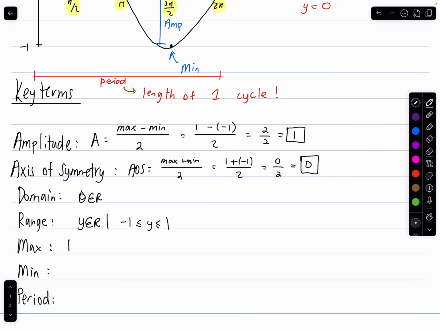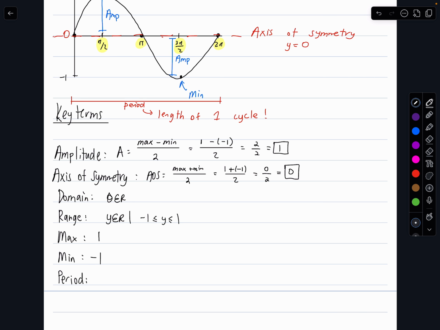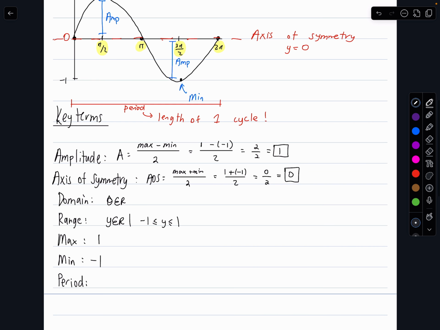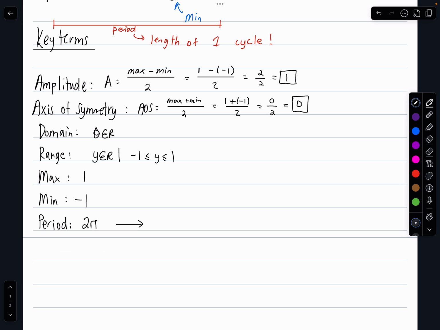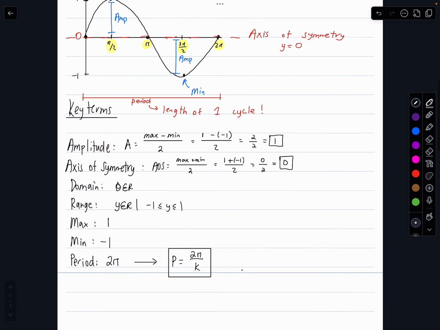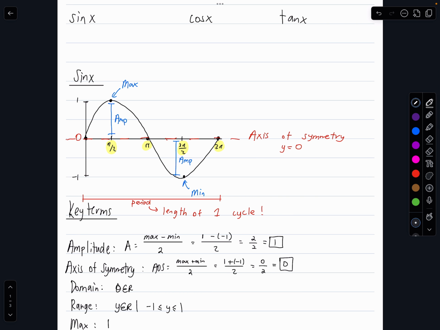The max we already know, the min we already know, and the period is the next thing we want to know. So all we have to do is look at our graph and see how long one cycle is. As you can tell from the graph, one cycle is 2 pi in length. Now, for this particular question, I gave you guys a graph. Sometimes they'll give you an equation, and we'll go into this when we get to the next unit on transformations. But another way to find the period is by doing 2 pi over the k value. So this is a formula that we can use for period down the line. Cool. So we've got all our key terms, and we understand how to do the sine x graph.